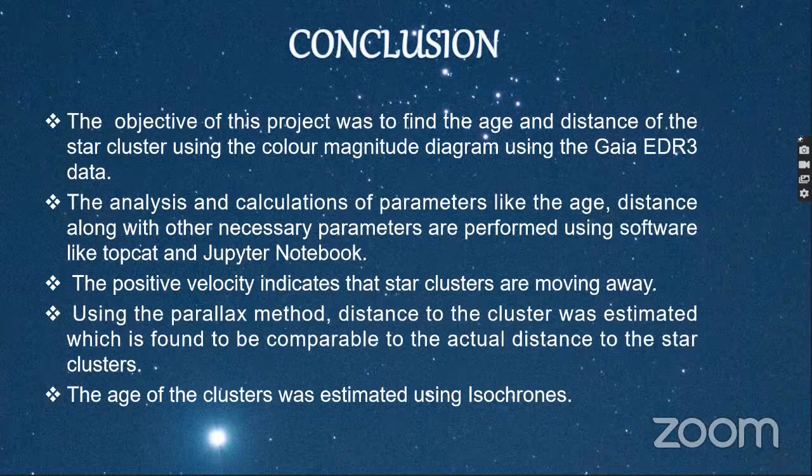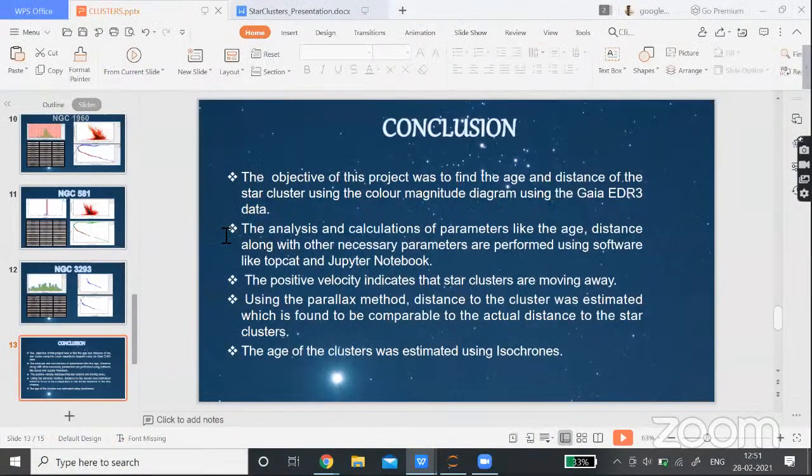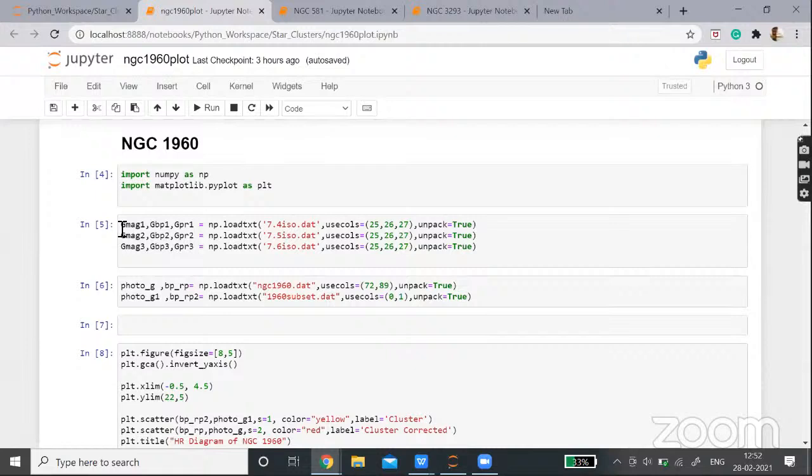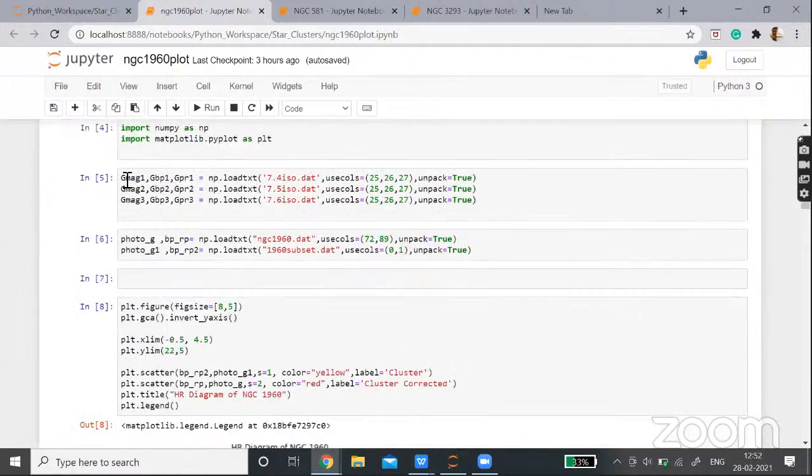And the parallax method gives us an estimation of how far our star cluster is, and the ages we estimated using the isochrones. I would like to show the Jupyter notebooks here. So this is for NGC 1960. I collected the data using TopCat, the same data I've used over here. So I have this over here.